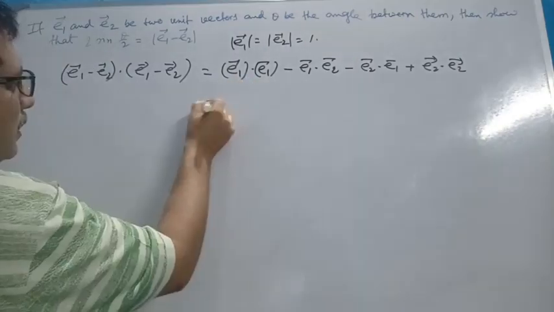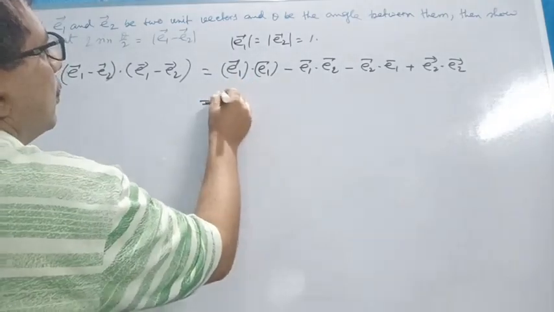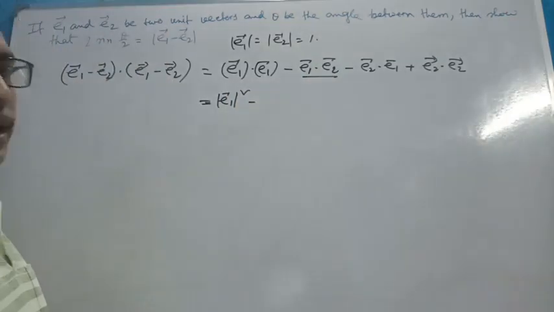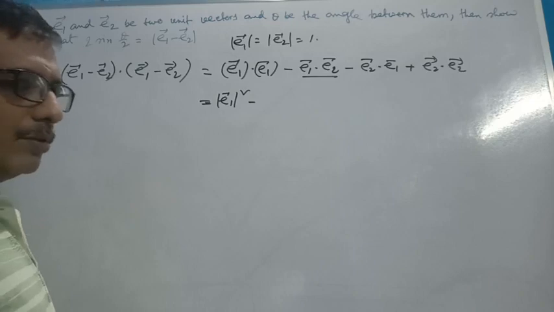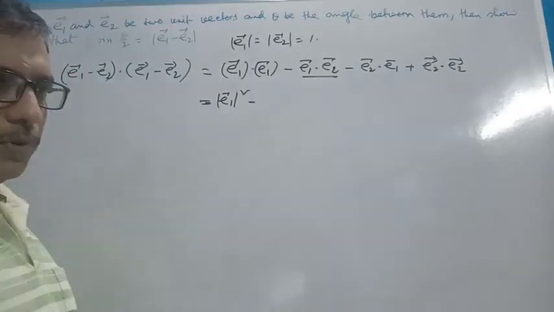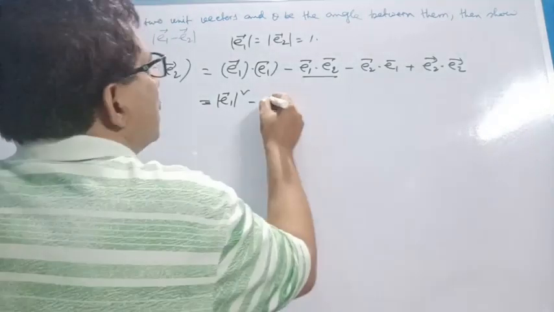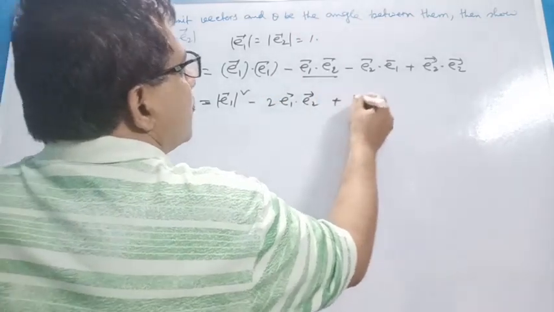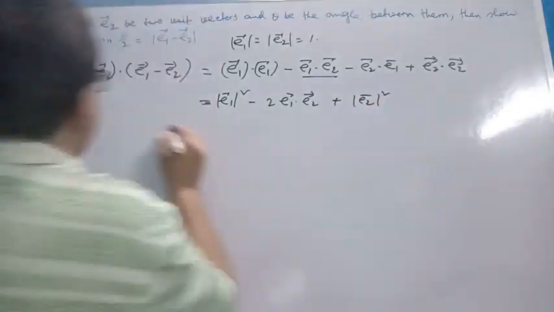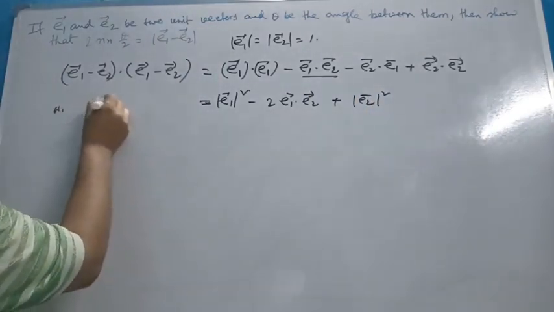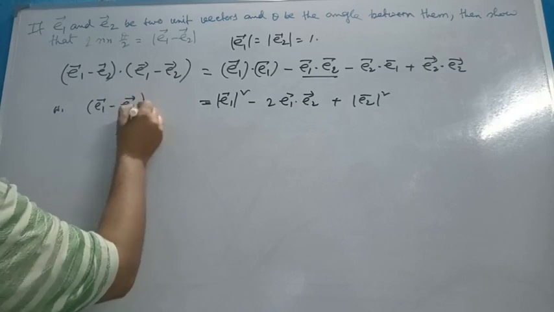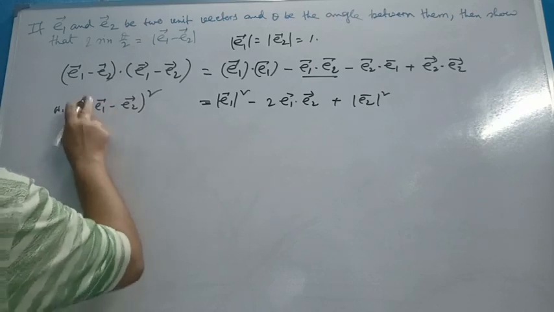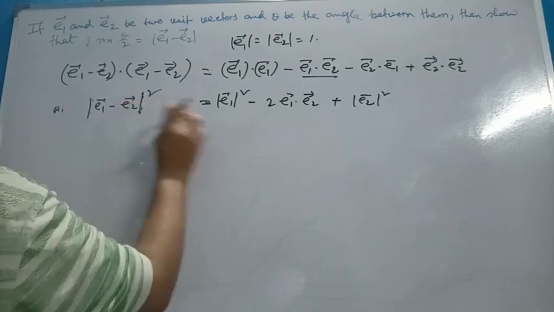Now E1 dot E1 is nothing but mod of E1 square, and E1 dot E2 and E2 dot E1, vector dot product is commutative. Dot product of two vectors is commutative. So we can write 2 E1 dot E2, and this is mod of E2 square. And on the left hand side we can write E1 minus E2, mod of this whole square.